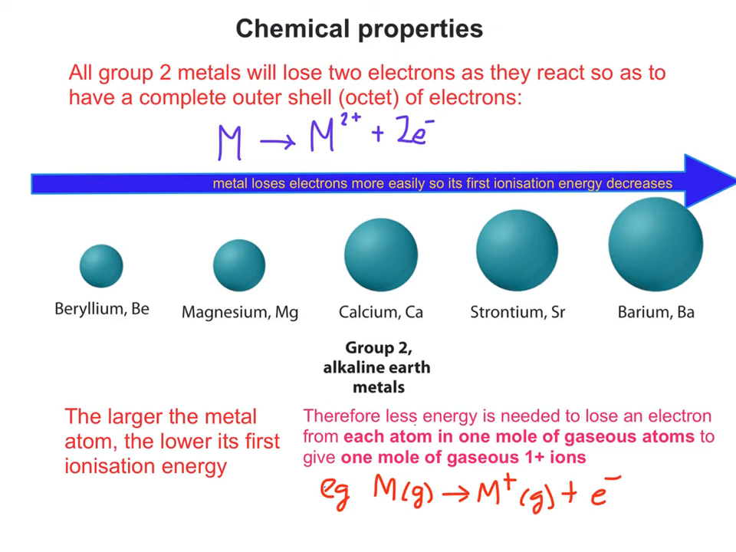So if we put it in the context of how the first ionization energy is defined, less energy is needed to lose an electron from each atom in 1 mole of gaseous atoms to give 1 mole of gaseous 1+ ions.